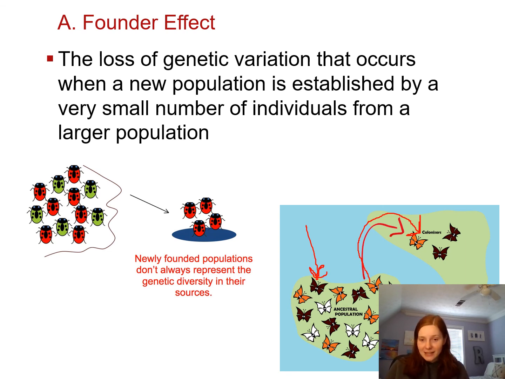And so the founder effect definitely causes a loss in genetic variation because you have to depend on whatever your organisms have in terms of their genes. So if they don't have the white allele, then you're not going to have any white butterflies. And so again, the founder effect is just when a new population is established by a small number of individuals from a larger population. And so this always, well, I don't want to say always because that's pretty definite, but 99.9% of the time will reduce your genetic diversity.